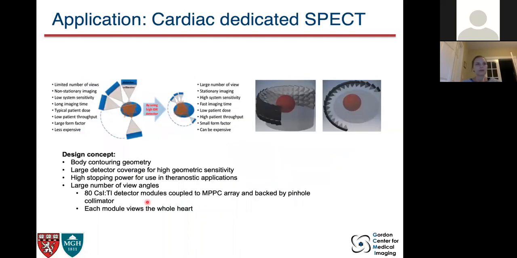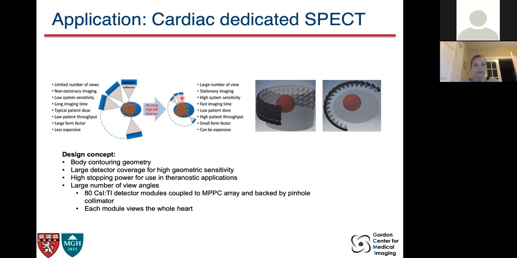So one application I just wanted to briefly mention that we are working on right now is we are developing a cardiac dedicated SPECT system that consists of a body contouring geometry. So we have a lot of detectors around the body contour, and we pack these detectors very close to the patients so that we can get a large number of view angles and large detector coverage with high geometric sensitivity without using too much detector material. So this would allow for stationary imaging at low dose and/or fast imaging time.